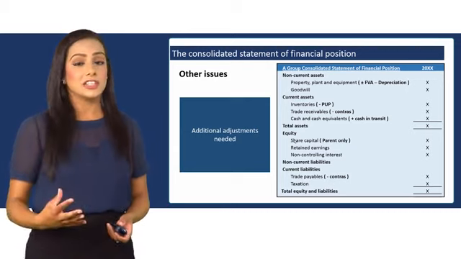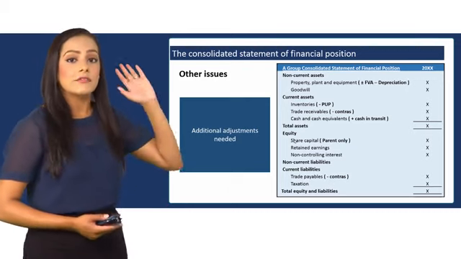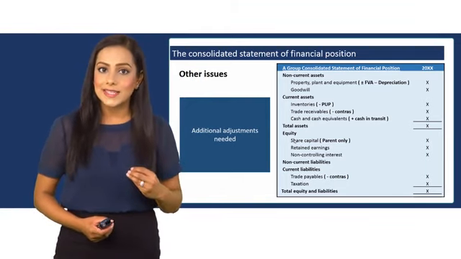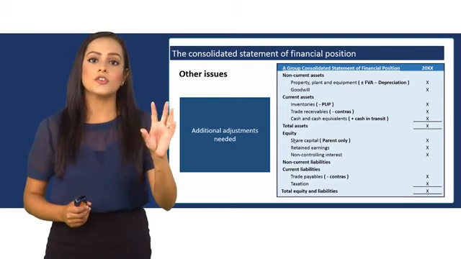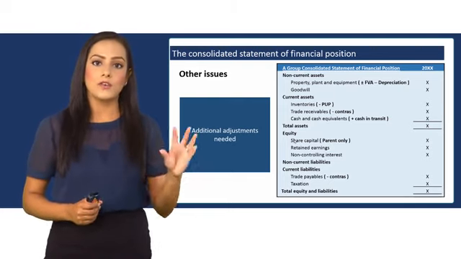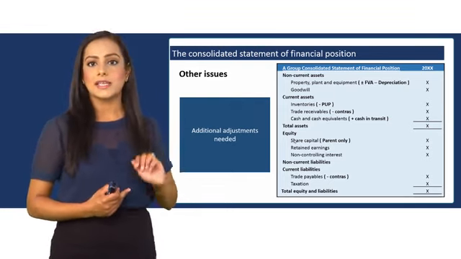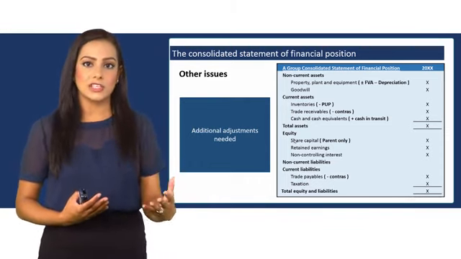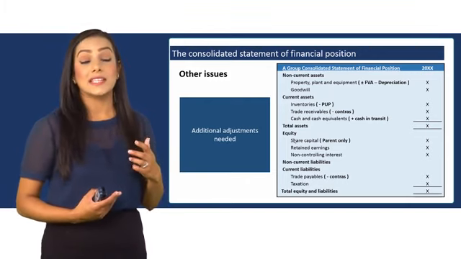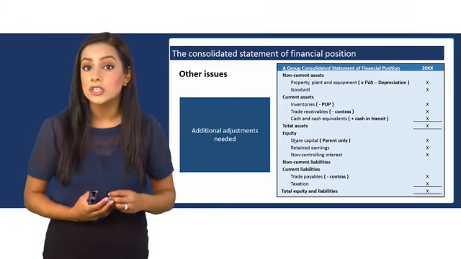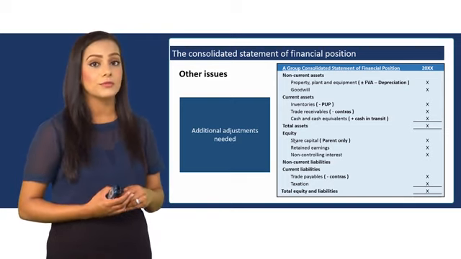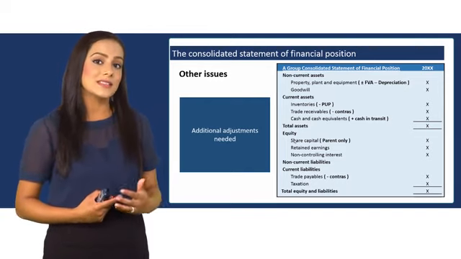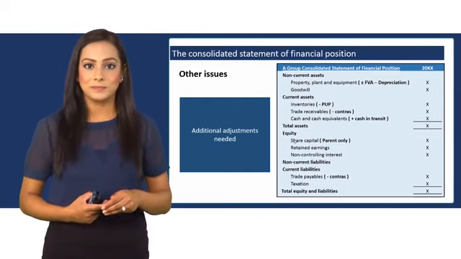There are some additional adjustments that the parent must do. For example, if you can see property, plant and equipment, the main idea is that you will show 100% of the parent plus 100% of the subsidiary plus or minus any FVA. FVA stands for Fair Value Adjustments. And then if there is any additional depreciation implications to this, this is going to be deducted from the net book value of the property, plant and equipment. Fair value adjustments is discussed in another video.